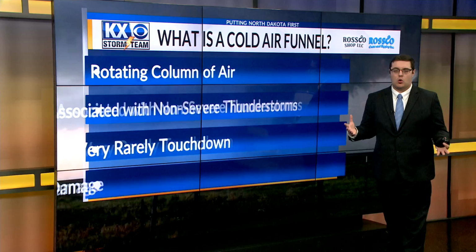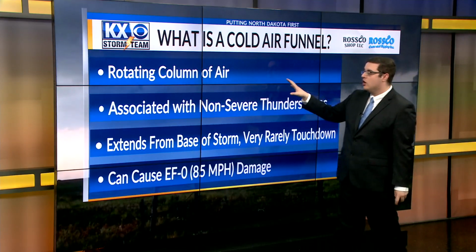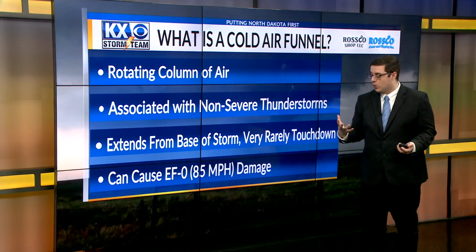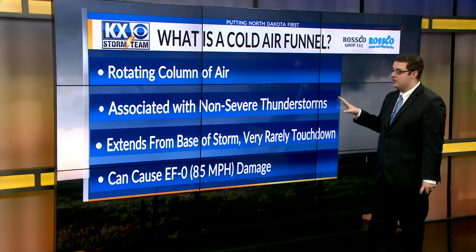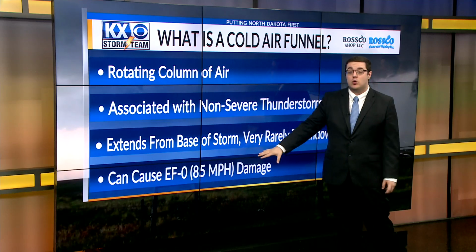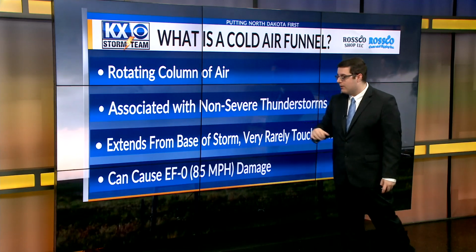So what is a cold air funnel? Well, it's a rotating column of air associated with a non-severe thunderstorm that extends from the base of that storm, but very rarely touches down. These can cause EF0 damage if they do touch down, right around 85 miles per hour. So how do these form?